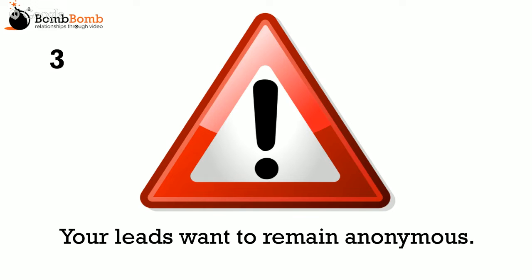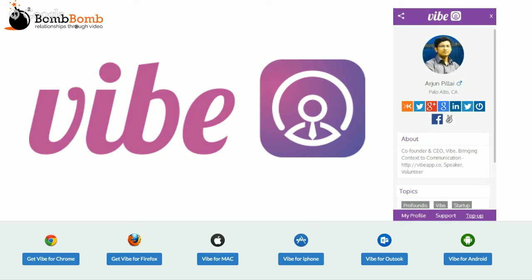All right, so problem number three, your leads want to remain anonymous. How many people on the webinar, and let me know, type it in, in your industry, whether you're in real estate or you're selling insurance, when you receive an internet lead, do they only give you an email address? Are they filling out the complete form? Are you getting limited information? Well, this problem can be overcome with this solution, and it's called Vibe.